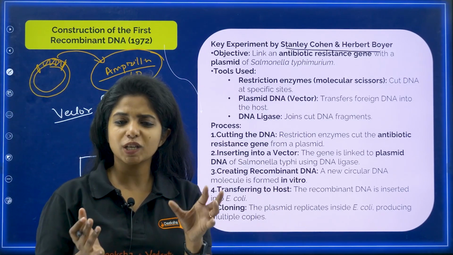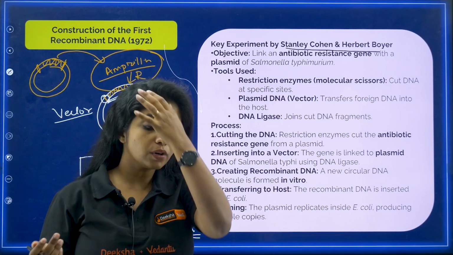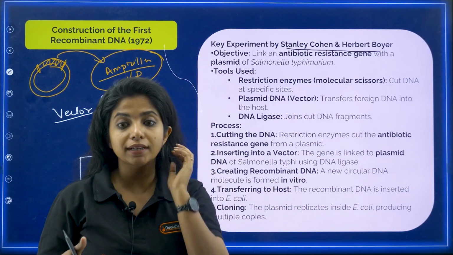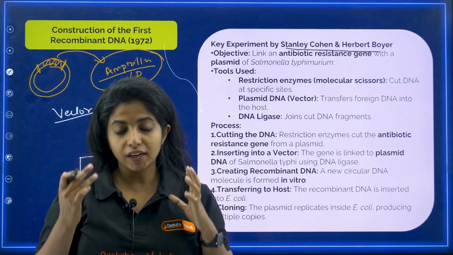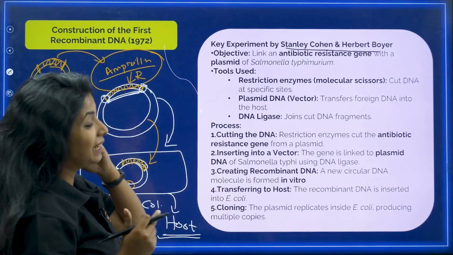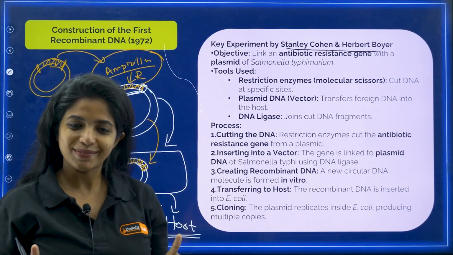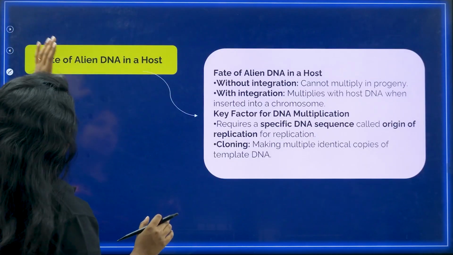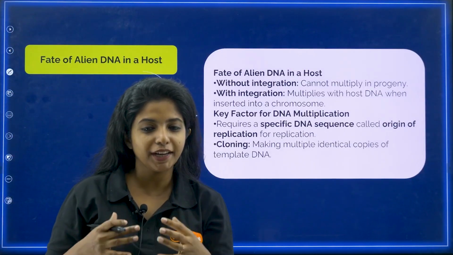So this was a simple experiment that was done. They just wanted to find out whether it is possible to create a gene like that or not. And it was done by Stanley Cohen and Herbert Boyer, in the year 1972. Chalo. Now going ahead, I hope you're getting a bit of an idea about all this.